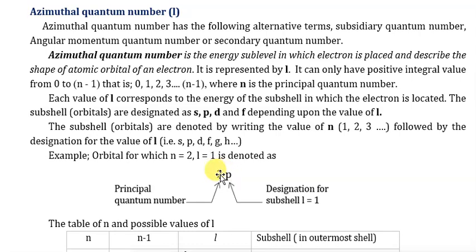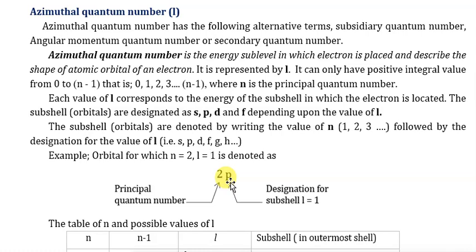Hii 2 ina maana principal quantum number or the energy level of an electron. P ni orbital, kutokana kwamba L ilikuwa 1 kwenye azimuthal quantum number. Kwa sababu unajua kwamba azimuthal quantum number ina describe the shape of an electron orbital, yani maana ina describe the shape of atomic orbital. Tutaona huko mbele P ina shape gani, S ina shape gani, D ina shape gani.